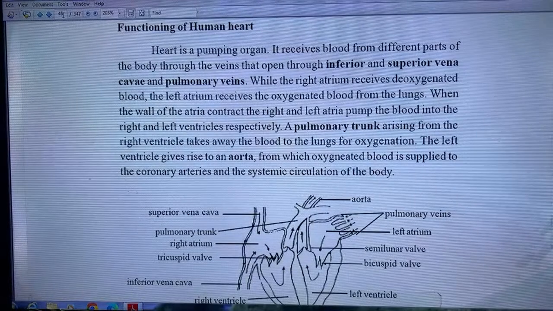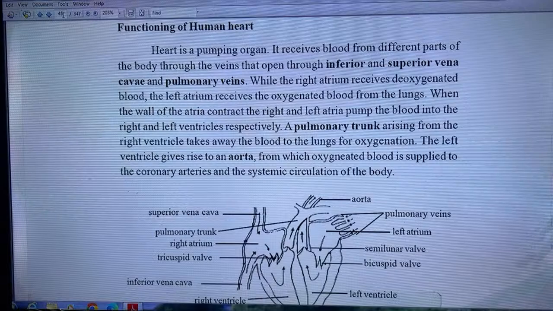Functioning of the heart. The heart is a pumping organ. It receives blood from different parts of the body through the veins, which open through the inferior and superior vena cava and pulmonary veins. While the right atrium receives deoxygenated blood, the left atrium receives the oxygenated blood from the lungs.